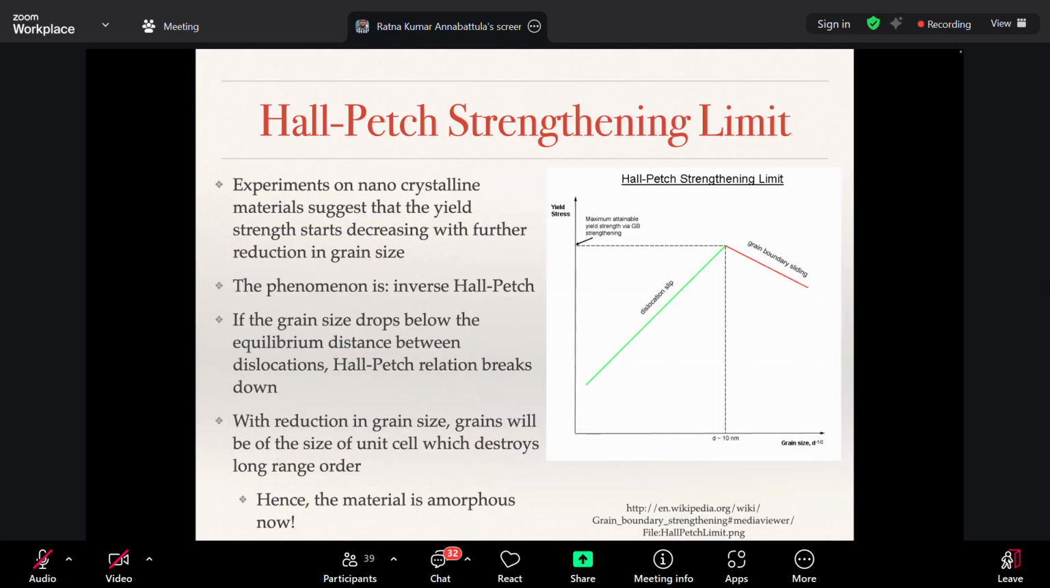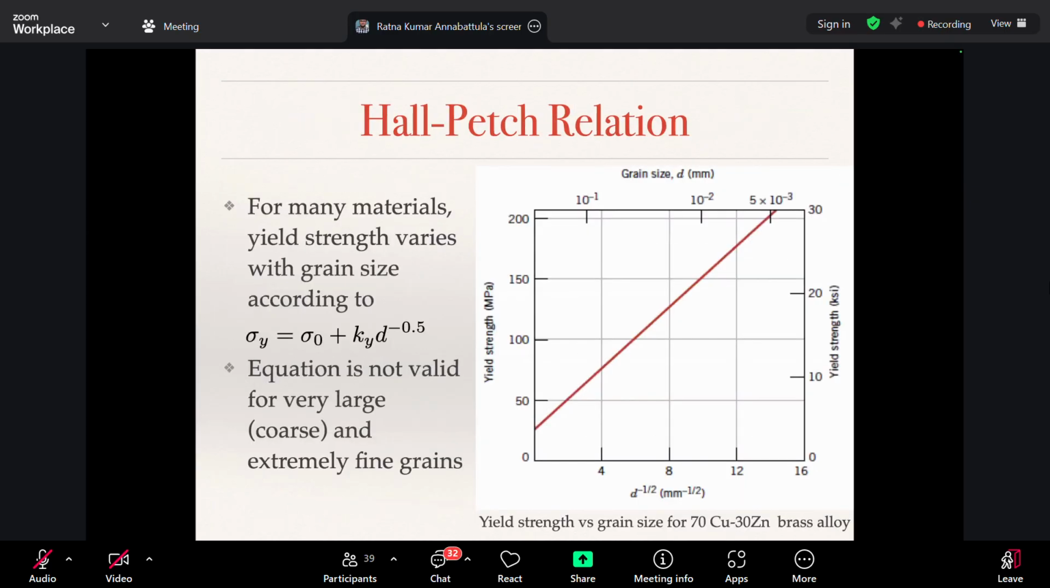All right. So now the question is, you told me that this is a Hall-Petch relation. Very nice. If I reduce the grain size, I can increase the yield strength. So if I make the grain size 0, then my yield strength is going to be infinity, isn't it? But that does not make sense, right? What do you mean by grain size 0? That means there is no material.